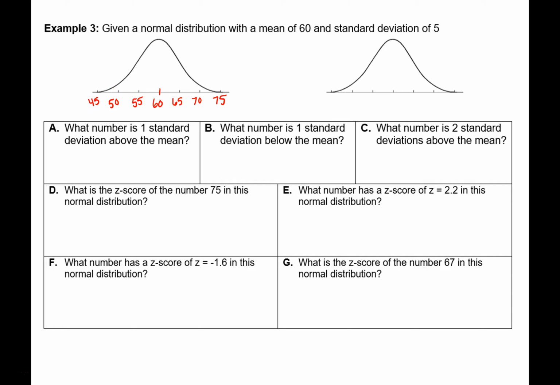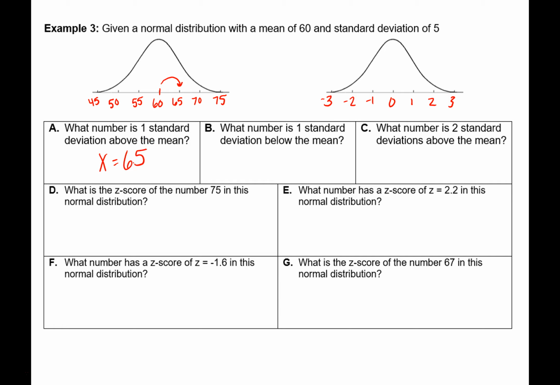Remember though that with a standard normal distribution, we're going to take whatever those values are and put them on the standardized curve, where the x-axis, or the z-scores, are always those same numbers. Okay, so let's look at some questions. What number is one standard deviation above the mean? So above our mean, if we go one standard deviation above, that means x is equal to 65.